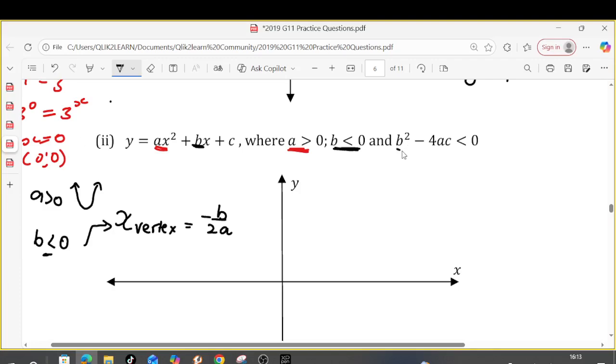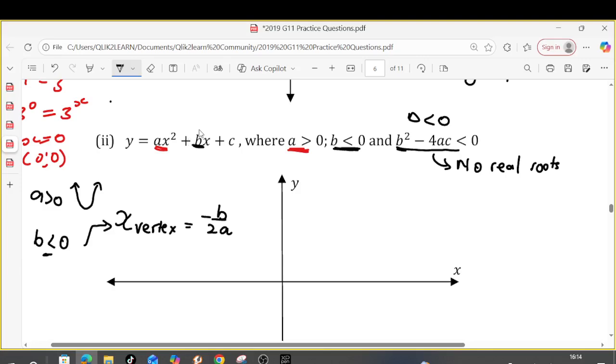Now let's talk about b squared minus 4ac is less than 0. Now they are talking about the discriminant. They are saying that the discriminant is negative. Delta less than 0. If the discriminant is negative, this tells us that we have no real roots. So guys, if there are no real roots, what we are trying to say is that your graph does not cut the x-axis. If the discriminant is less than 0, this is telling you that the graph must not touch the x-axis.